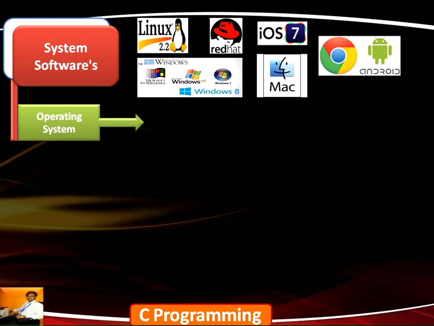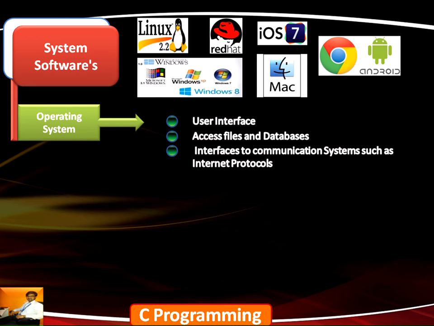An operating system is a system software which is going to allow the user to interact with the hardware components. That is, it is going to act as a user interface. It also allows the user to access the files and database informations, and it provides the interface for the communication systems using the internet protocols.